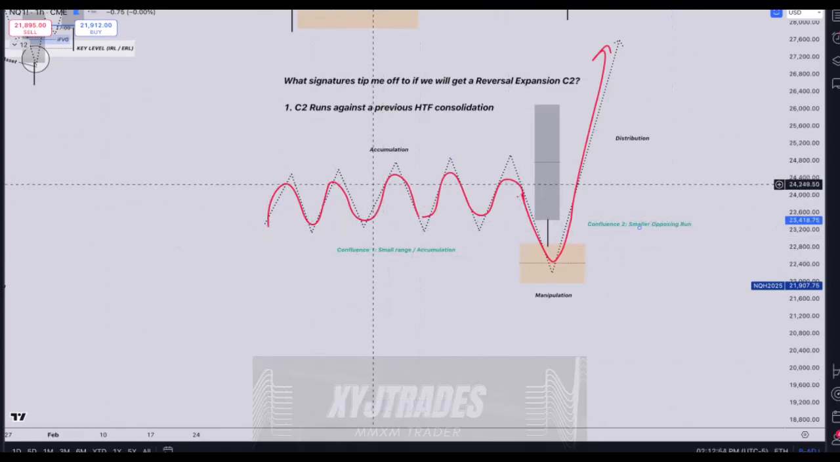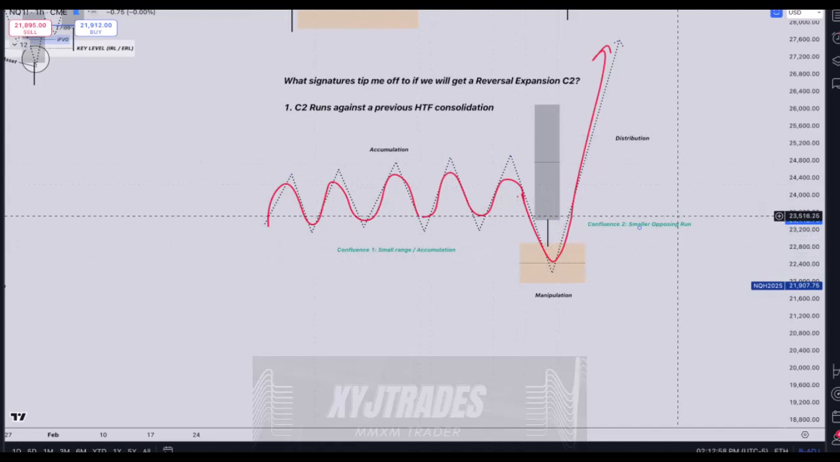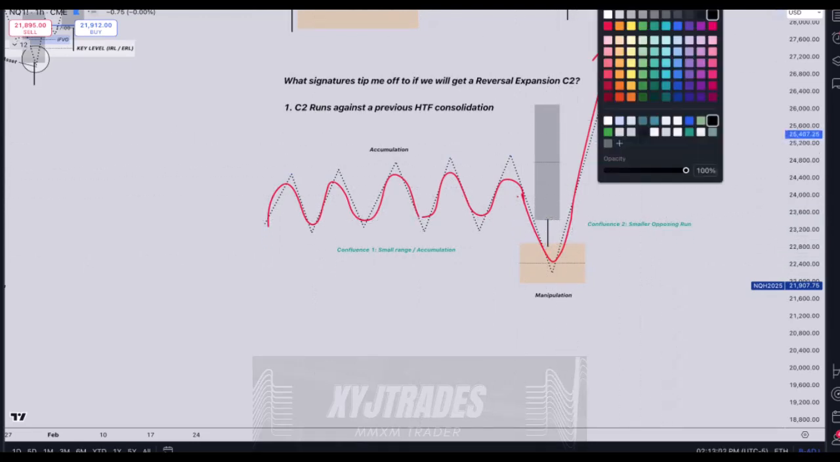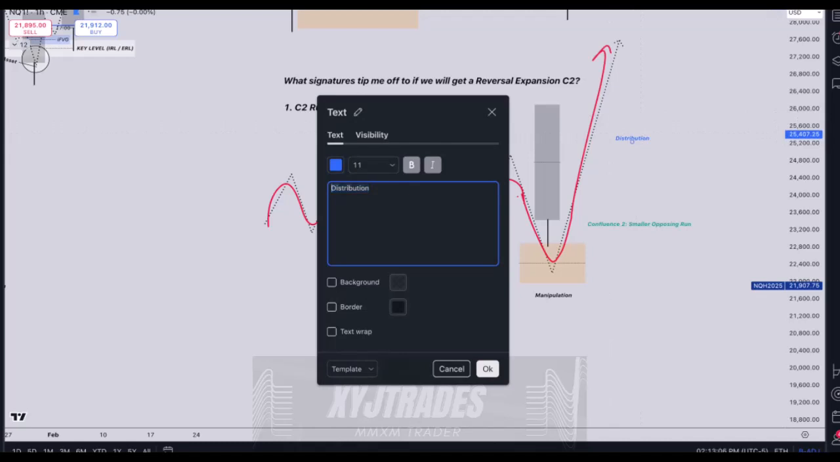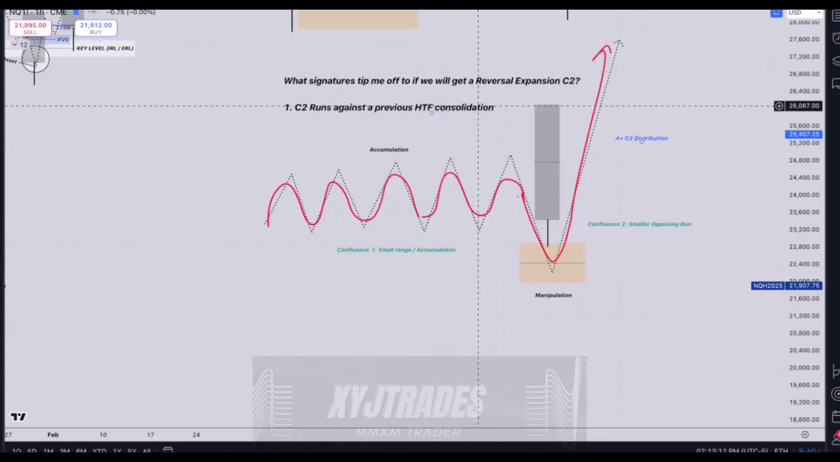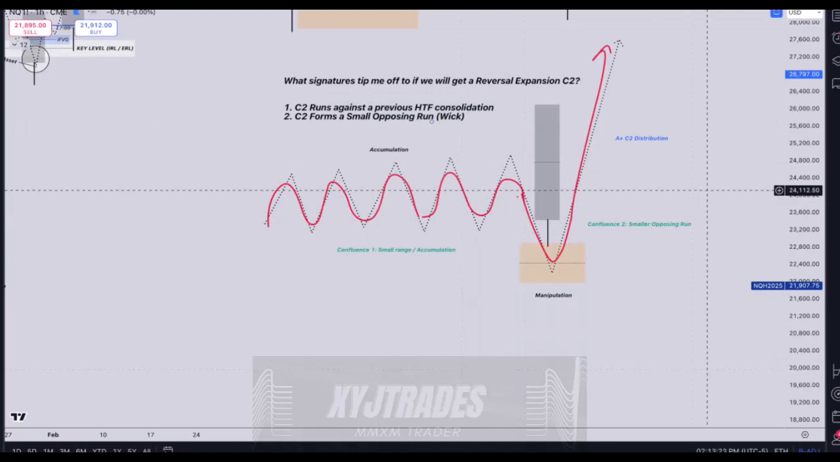A small range before accumulation, sharp deviation of the range with a small opposing run leads to that beautiful distribution. That's when you get that A plus C2 distribution, is when you have these confluences stacked. Okay. There's also one more confluence that I've noticed. So C2 forms a small opposing run. Wait. There's one more confluence.